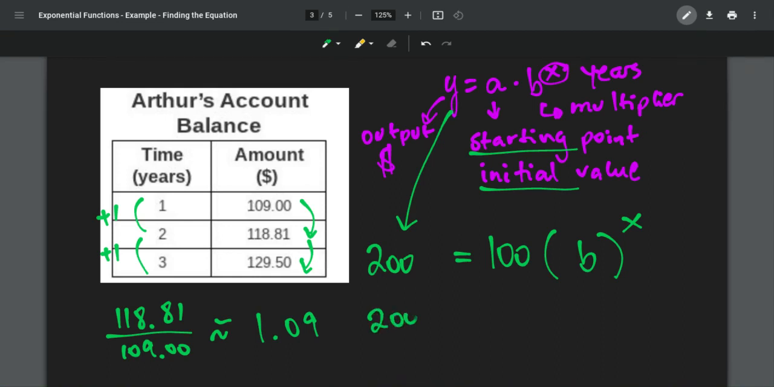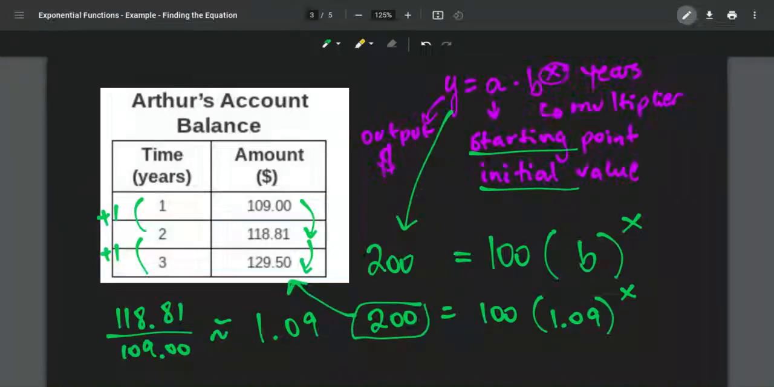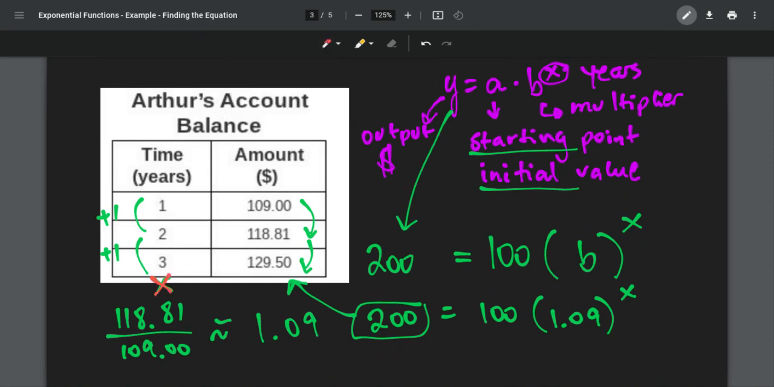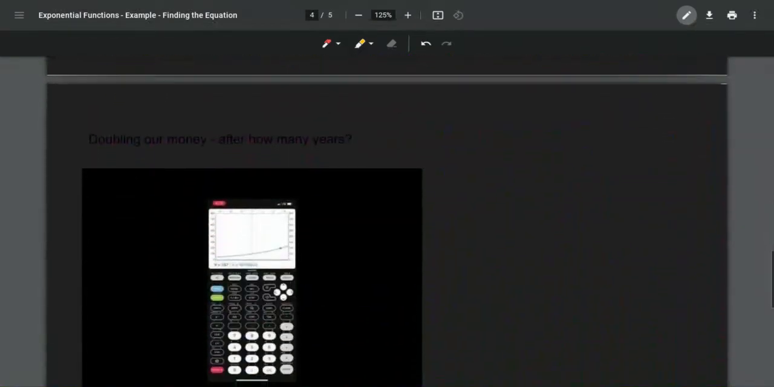So now you're like, okay, that means I'm going to have $200 after how many years? Okay, so when you consider the table, the 200 will be on this side, and the X is going to be on this side. So really what you're looking for now is which X value in the table produces something very close to 200. And this is how it's done.